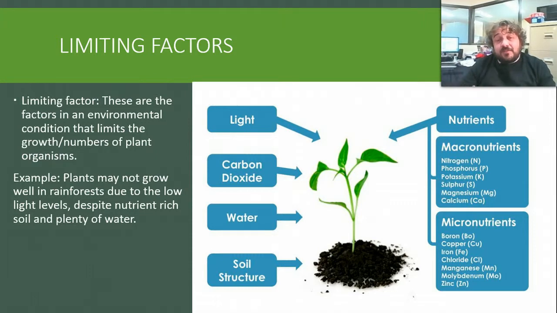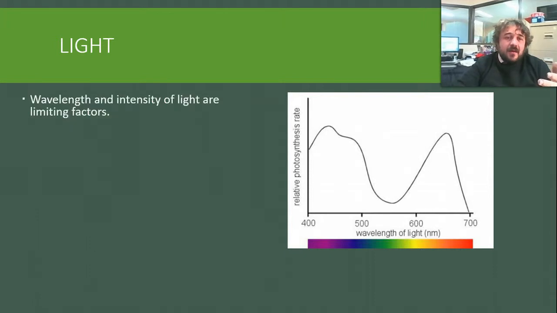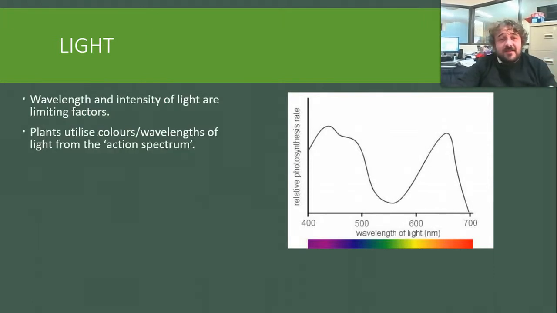Another example is plants in a rainforest. Plants in a rainforest have all the water they could need, all of the oxygen, all of the nutrients, but it's a very light-poor environment. For example, wavelength and intensity of light are very much limiting factors.